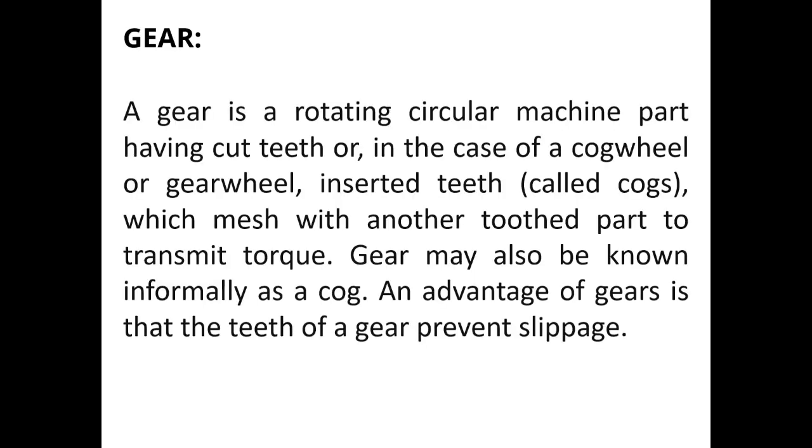First, let's see what a gear is. A gear is a rotating circular machine part having cut teeth, or in the case of a cogwheel or gear wheel, inserted teeth called cogs, which mesh with another toothed part to transmit torque. Gear may also be known informally as a cog. An advantage of gear is that the teeth of the gear prevent slippage. Here, one tooth joins with another tooth and moves.